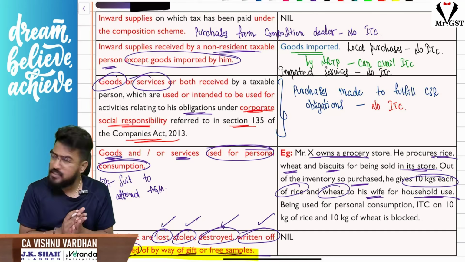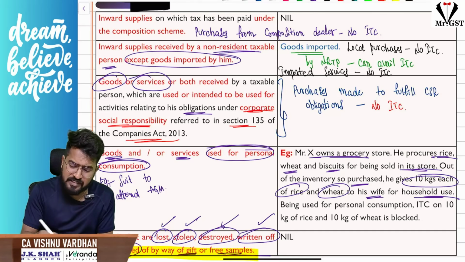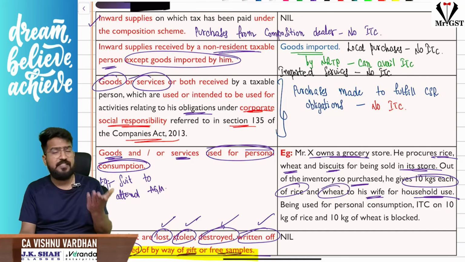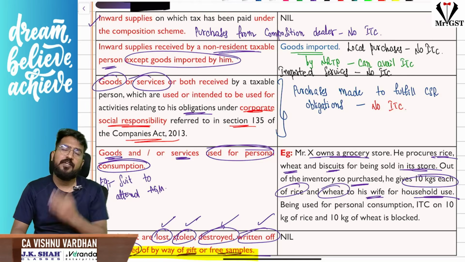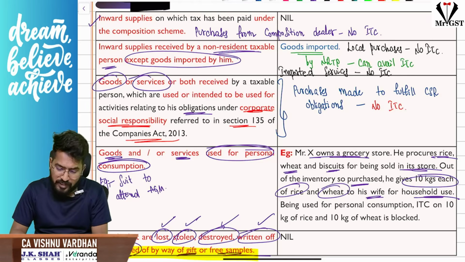Now coming to the next one, sir, if at all you are purchasing something from composition dealer, you cannot take ITC. When you are buying something from composition dealer, he has not at all charged any tax from you. How can you take ITC of that? So you cannot take ITC.